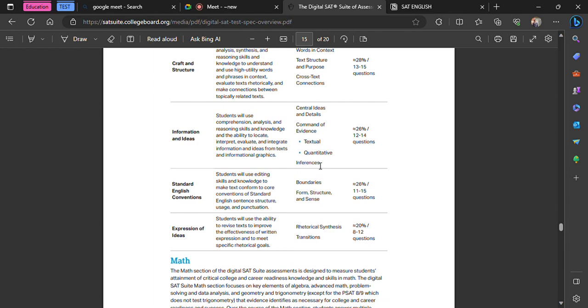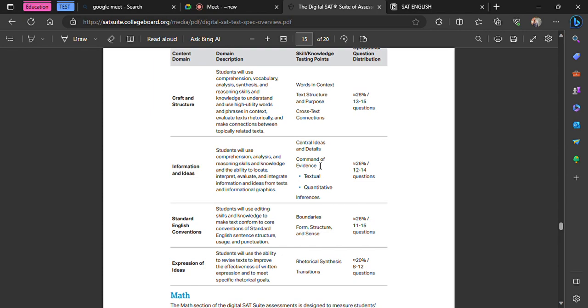The third domain is the standard conventions of English, which will include concepts like text structures, commas, punctuation, and all of these concepts are going to be tested on the standard conventions of English. And the fourth domain is the expression of ideas, which includes rhetorical synthesis, transitions, and this also leads to 20% of your SAT that's going to be assessed. The standard conventions of English stands for 26%, information and ideas also stand for 26%, and craft and structure stands for 28%. So all of this, when it is added up, makes up 100%.